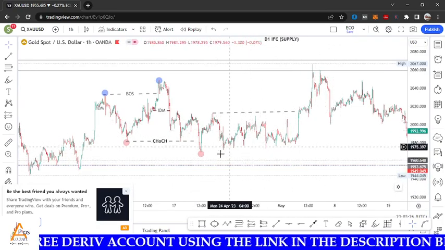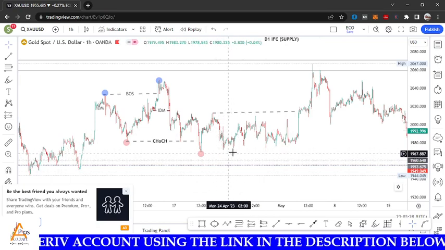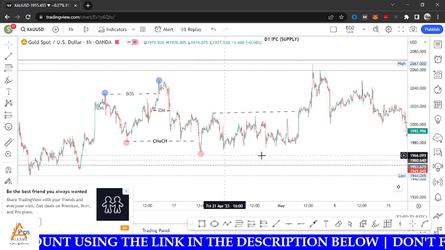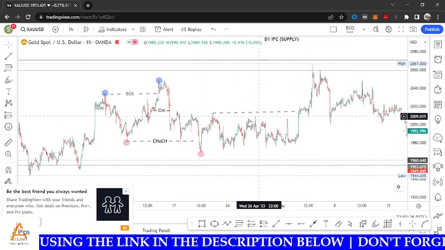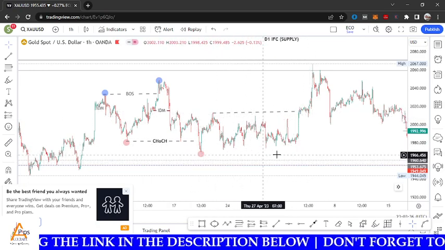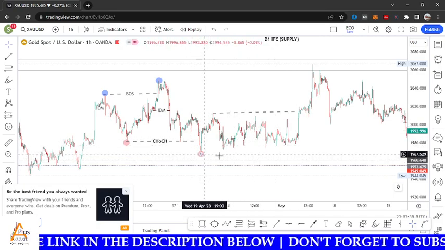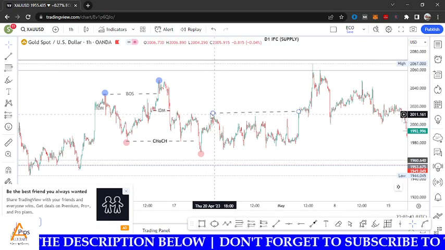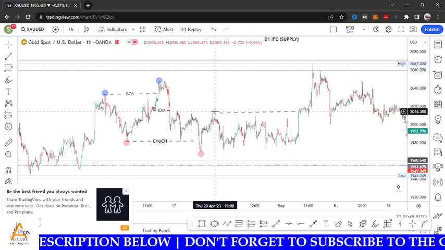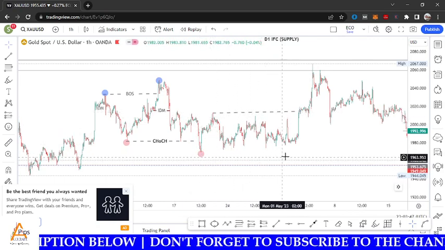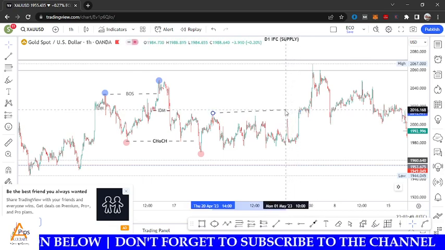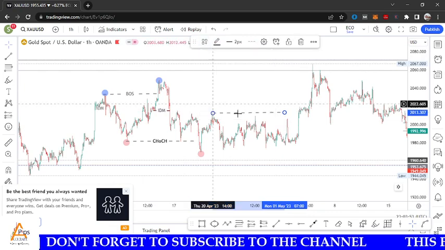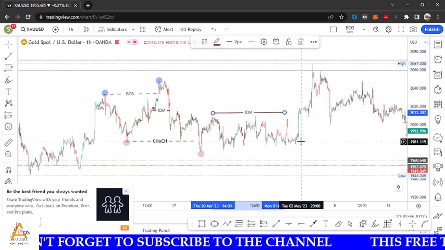Now to confirm our new lower high, in order to continue with the downtrend, we expect price to do what? To break this low. If price breaks this low, then we can confirm that this is our new lower high, and then this is a break of structure. As it stands now, this is our IDM.